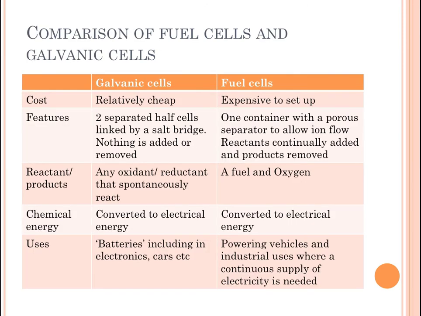Okay. Comparing them to galvanic cells, they are much more expensive. Okay. Both of these, we're converting chemical energy to electrical energy. Okay. A fuel cell has to be a fuel reacting with oxygen. A galvanic cell can be any oxidant-reductant pairing. Okay. They both have the reactants separated. Okay. In a galvanic cell, they're linked by a salt bridge and an external circuit. In a fuel cell, we're in one container, and we have a porous separator that allows the ions through, but keeps the reactants away from each other.